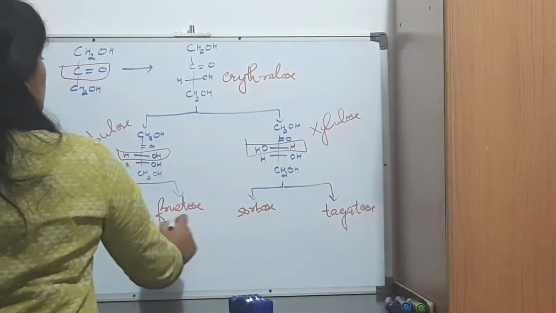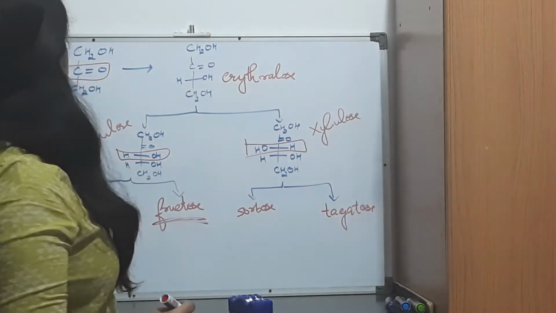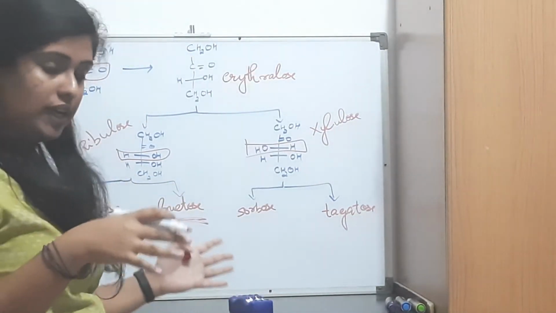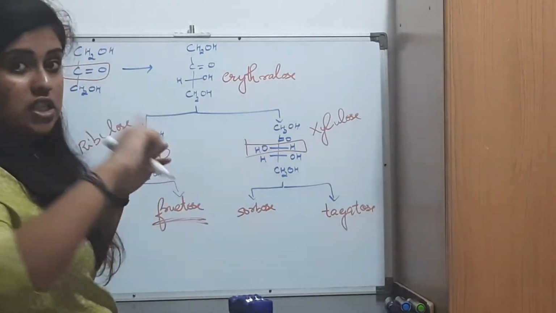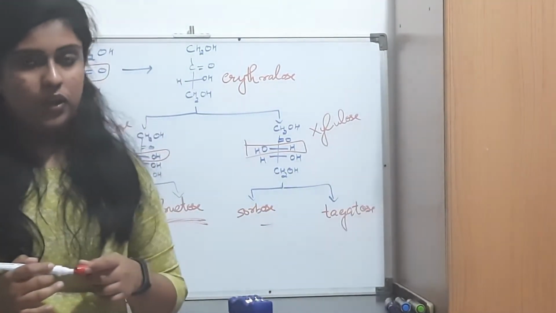Fructose, again similar to glucose, is an important molecule that we will be dealing with in detail further. And coming to the xylulose side also, similar to how we wrote the aldohexoses, we can increase the number of carbon atoms and put H and OH in two possible ways, giving rise to sorbose and tagatose.